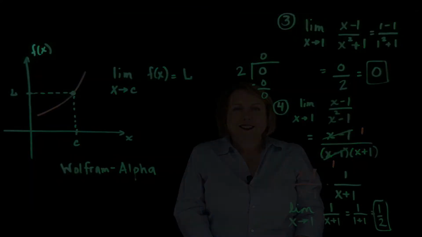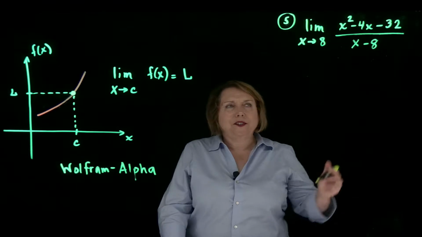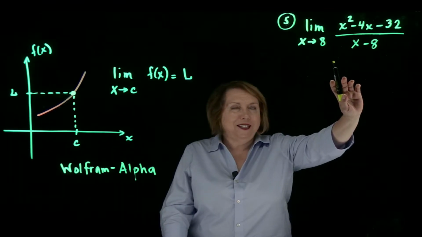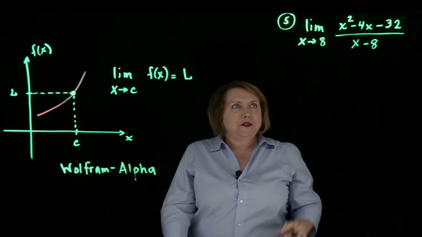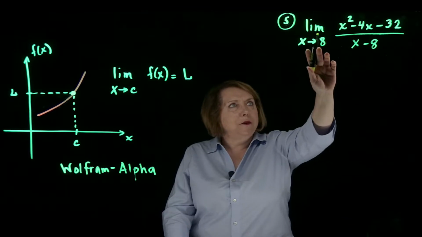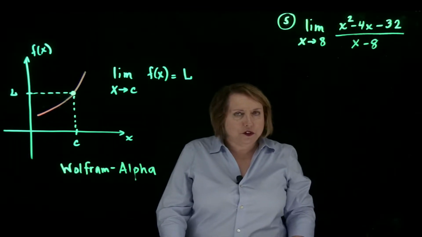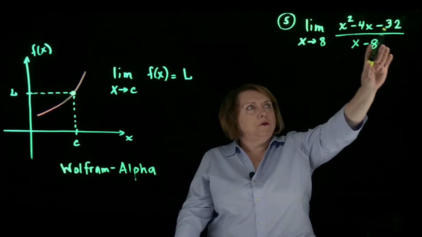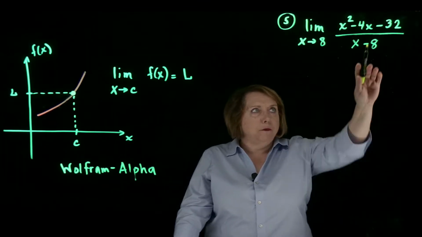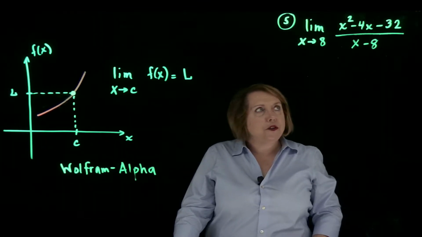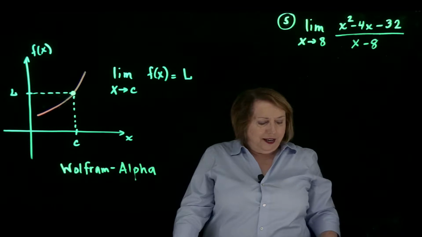So welcome back. We're going to do a few more problems with limits, evaluating our limits for a value of x. So here we're saying this is the limit as x approaches 8 of this function, which is a rational function, x squared minus 4x minus 32 divided by x minus 8.